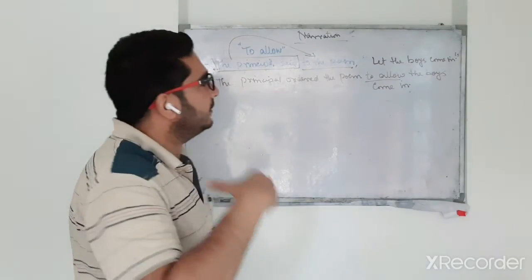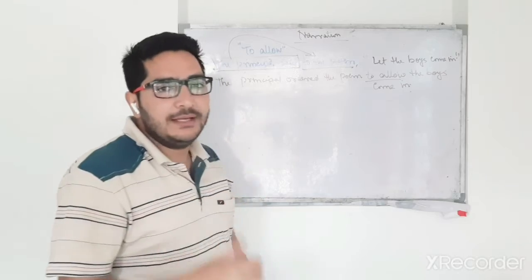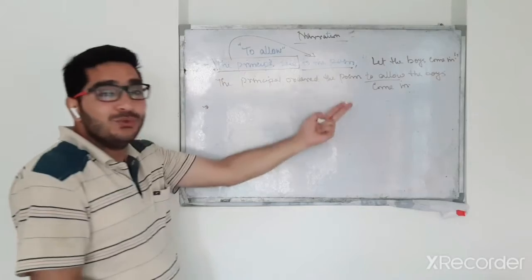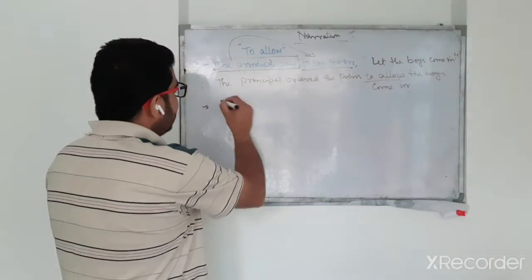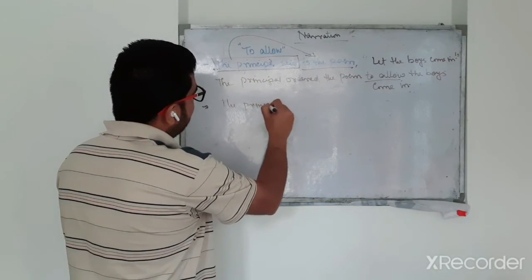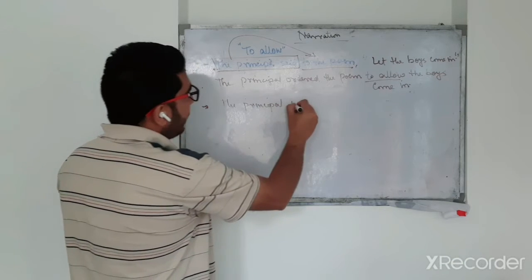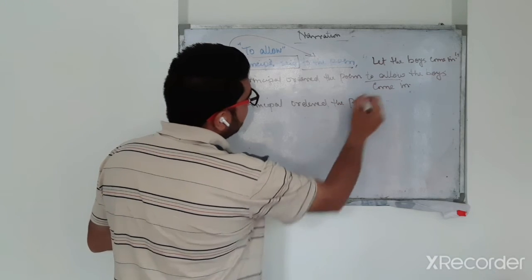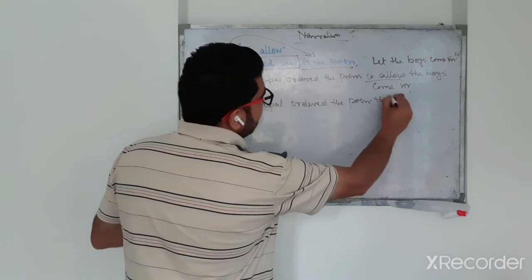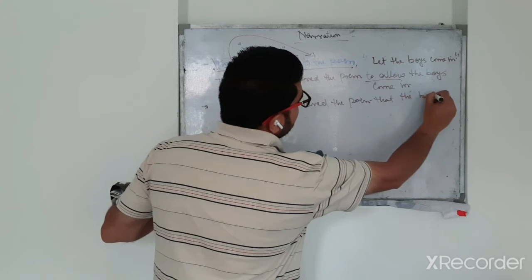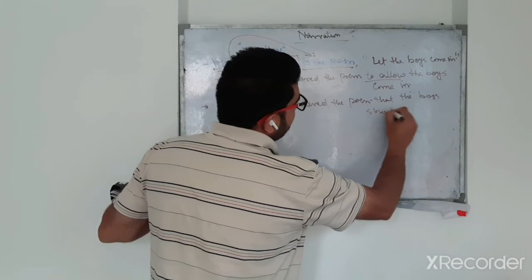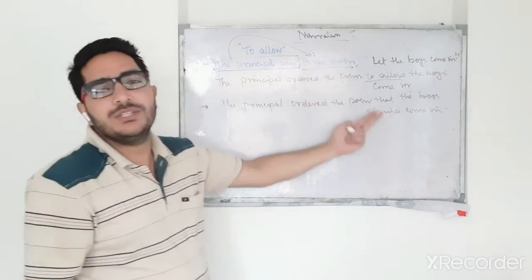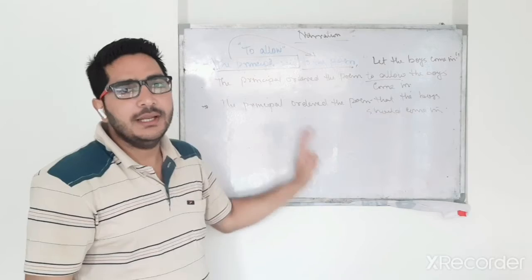And for example, if you are not able to do that, you can use any of the methods in any way. For example, we can also use the first method here. We can write, the principal ordered the peon that the boys should come. So this is another way of changing this sentence from direct to indirect.